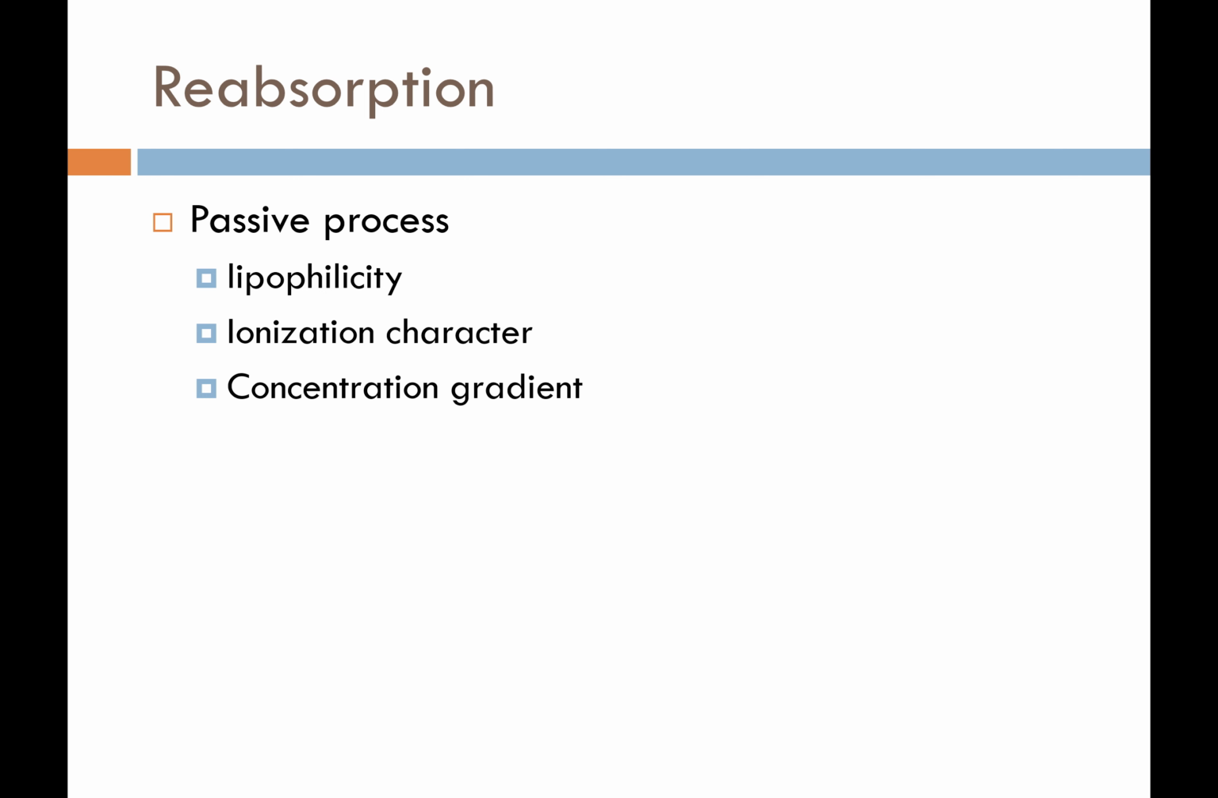So now, tubular reabsorption. This one's fairly easy as well. It's a passive process. So now you have to look at the drug components. So it needs to have a high lipophilicity in order to be reabsorbed. And why is that? Because it has to go through those membranes. It has to go through the kidney membranes in order to get reabsorbed.